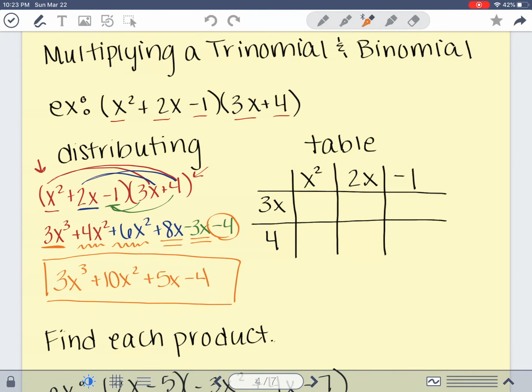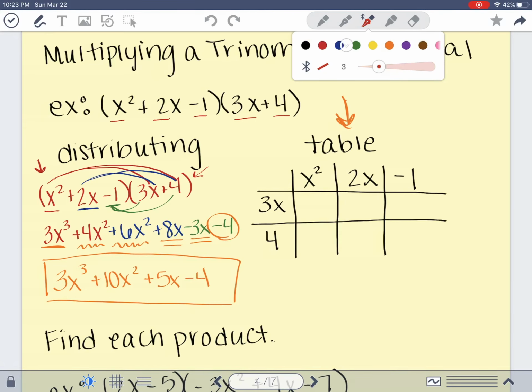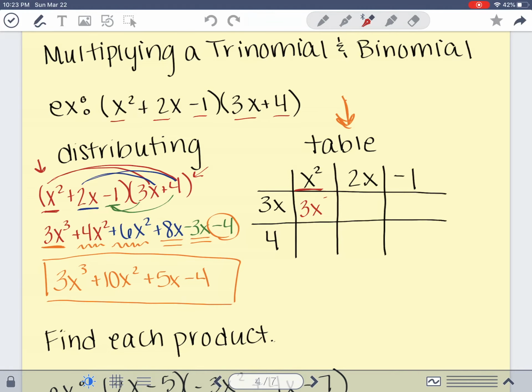For those of you that preferred the table method, or the grid method, I'm going to show you exactly what that looks like here. All right, so I've got my x squared, which was my first term over here, x squared plus 2x minus 1 on top, and then 3x plus 4 going along the side. So x squared times 3x still gives me that 3x cubed. X squared times 4 still gives me that 4x squared.